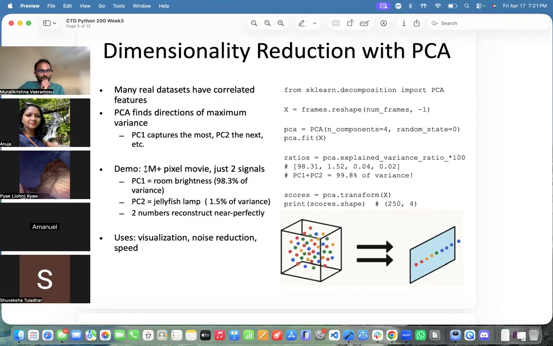So yeah, we can reduce from 1 million features to just 2 features as well. PC1 covers 98.3% of the variance of the data. PC2 covers 1.5% of the variance of the data. And how much is left behind in this example? Only 0.2% is left behind. So even though we reduced from 1 million features to 2 features, the data we left behind is just 0.2%, right?